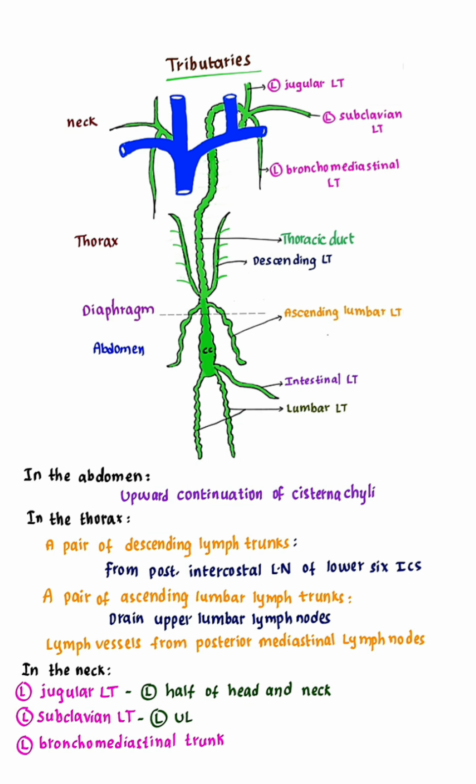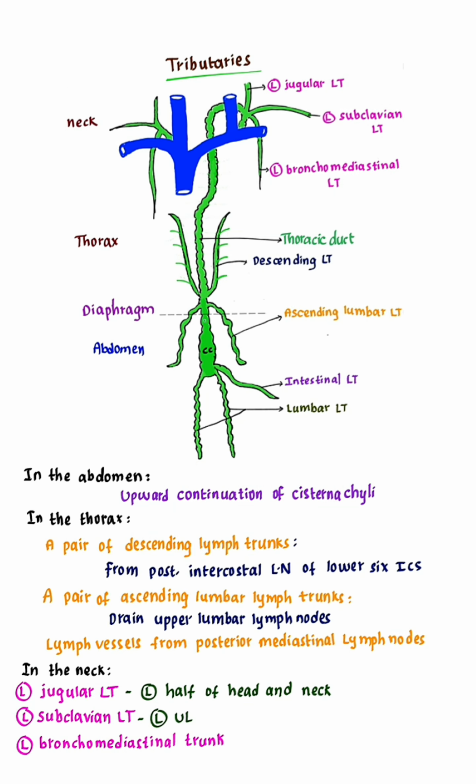In the neck, left jugular lymph trunk, left subclavian lymph trunk, and left bronchomediastinal lymph trunk. Left jugular lymph trunk drains the left half of head and neck. Left subclavian lymph trunk drains the left upper limb.